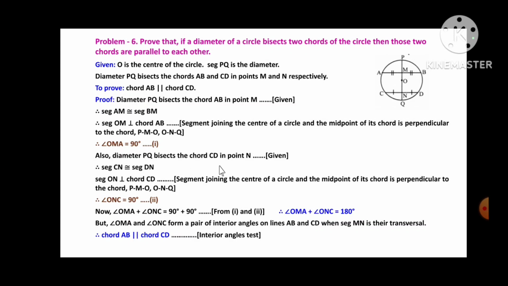Also, diameter PQ bisects the chord CD at point N. Therefore, CN is equal to DN. Therefore, we can write that ON is perpendicular to chord CD. Again, for the same reason, the segment joining the center of the circle and the midpoint of the chord is perpendicular to the chord. So, angle ONC is 90. From 1 and 2, angle OMA plus angle ONC is equal to 90 plus 90, which is 180. Means it is a linear pair. Therefore, angles OMA and ONC form linear interior angles on the lines AB and CD when segment MN is their transversal. Therefore, you can write that chord AB is parallel to chord CD.